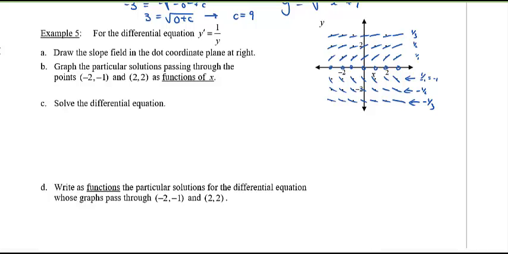I have completed part A. Now it says graph the particular solutions passing through the points (-2, -1), so I'll do that one first. (-2, -1), that's this point, so I'm thinking, probably something like this. And then we have one at (2, 2), so (2, 2) is here, probably something like this.